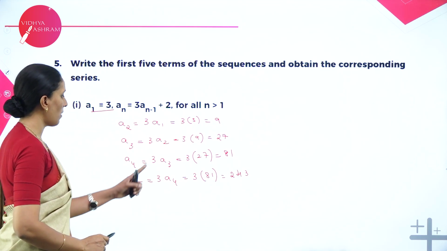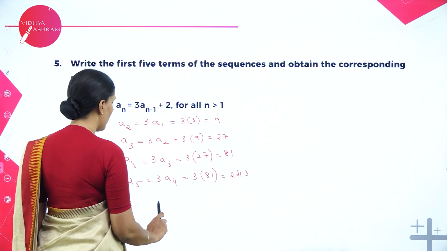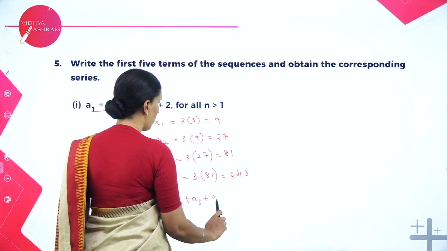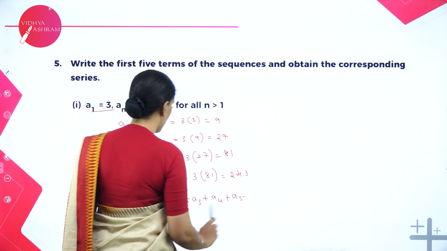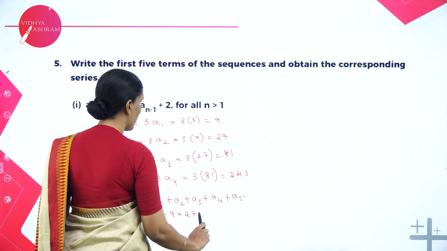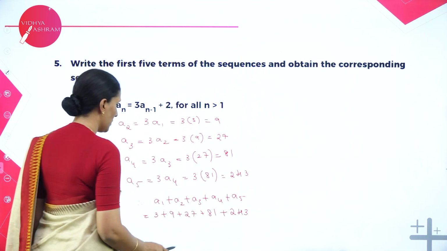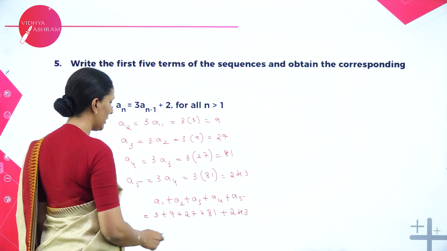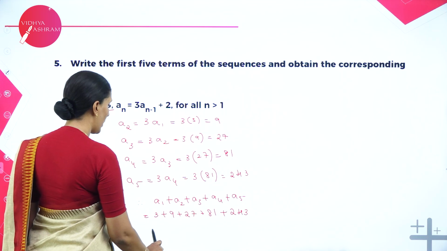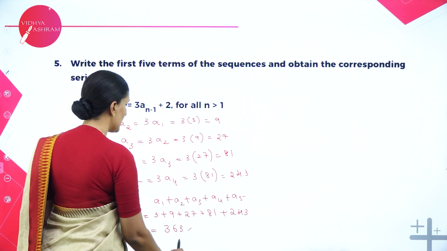Now we need to find the sum of this series, that is a1 plus a2 plus a3 plus a4 plus a5, which is 3 plus 9 plus 27 plus 81 plus 243. So 81 plus 9 is 90, 27 plus 3 is 30, 90 plus 30 is 120. So we are left with 243, which becomes 363.